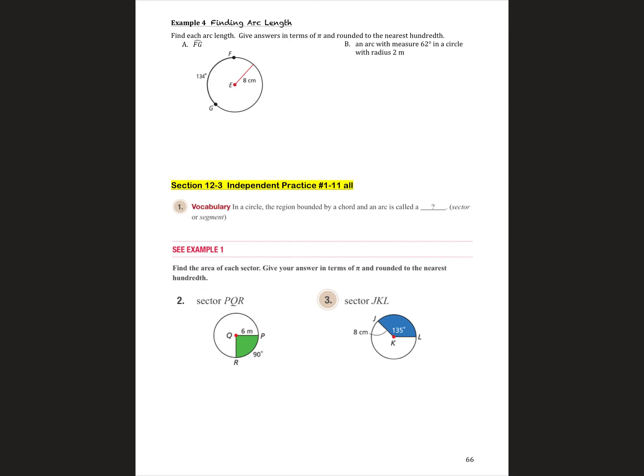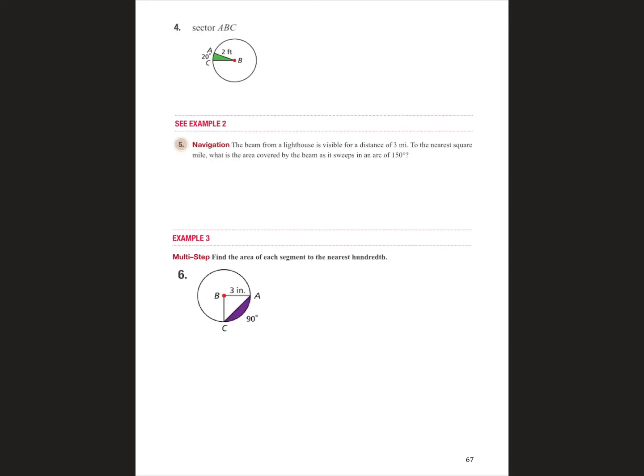Segment length is not asking for the degrees, it's asking for how long this would be if you took a tape measure to it. So segment length is 2 pi r because it's circumference, but you're only taking a part of it, so m over 360. So in this case, it's 2 times pi times 8 times 134 over 360.